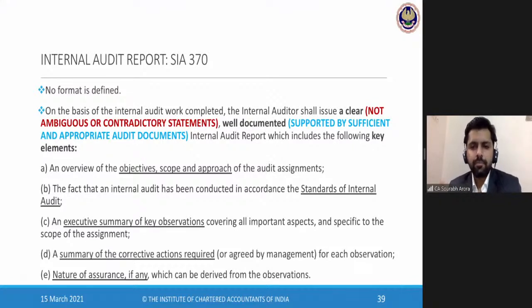And what are the key elements of an internal audit report? The objective, scope, and approach, the standards of internal audit, the fact that it has been conducted as per the standards of internal audit, executive summary, summary of corrective actions required, and nature of assurance, if any. Please remember this point as well: nature of assurance, if any, only. So whether we are saying that some of the controls are working effectively, and what is the basis of that assurance that we are giving to the management.